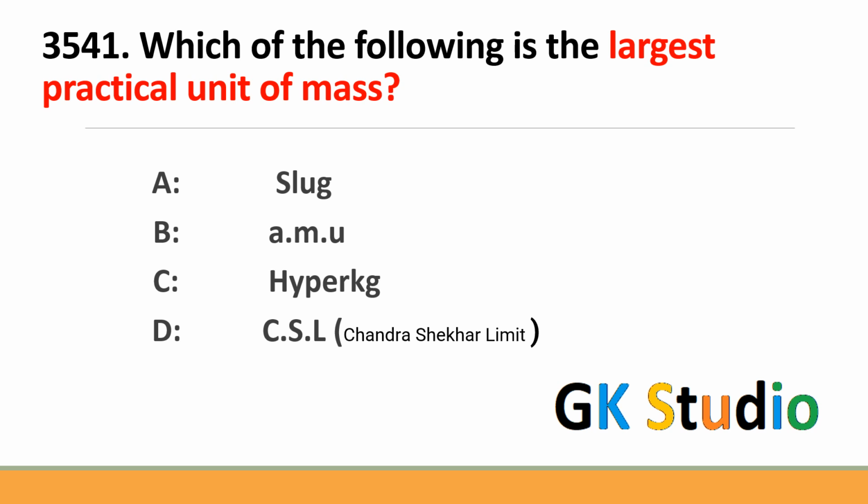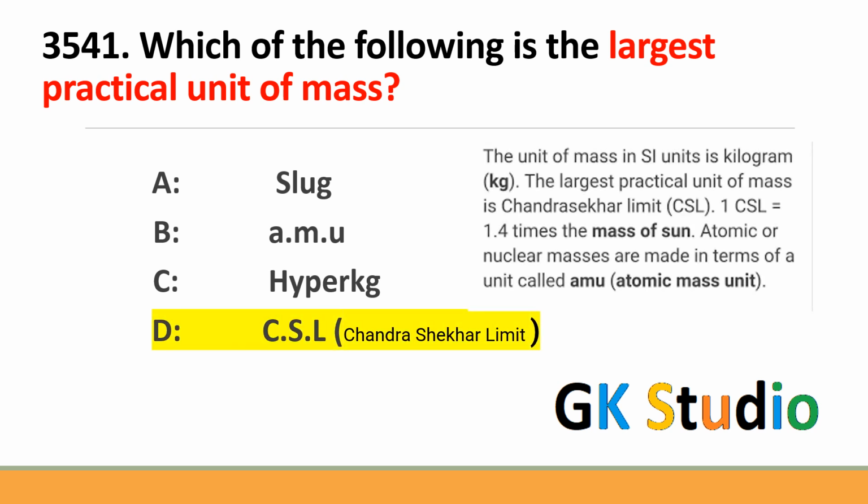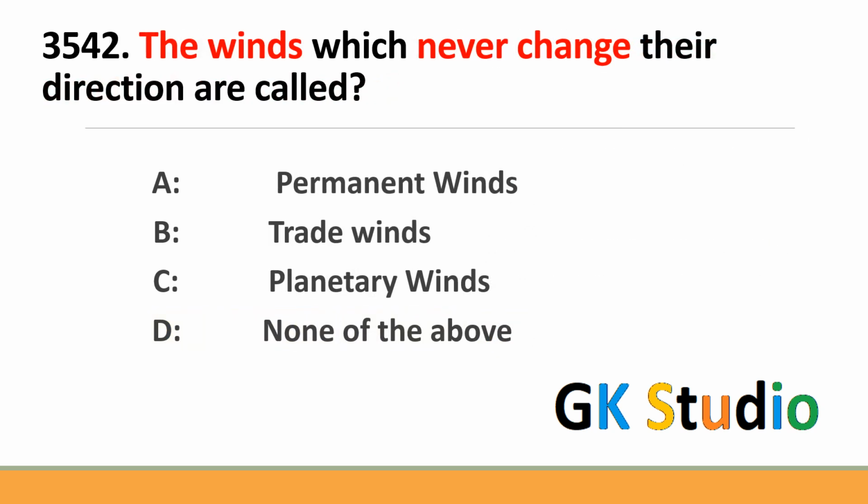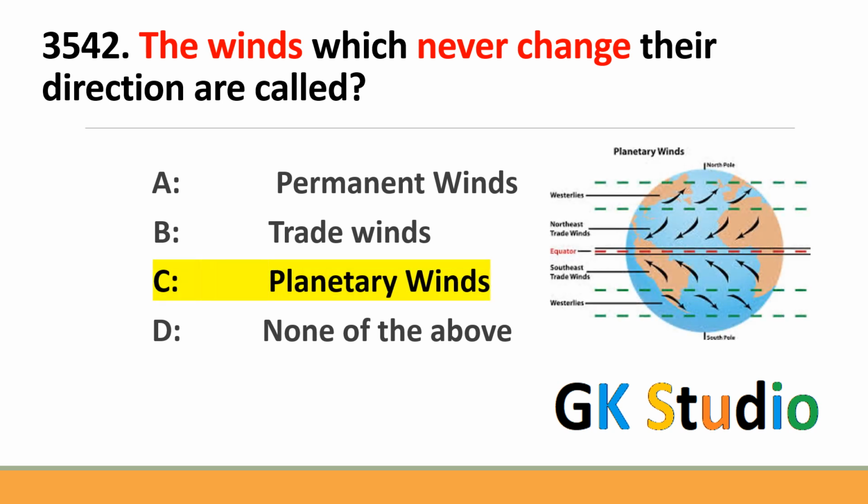Which of the following is the largest practical unit of mass? CSL is equal to 1.4 times the mass of the Sun. The winds which never change their direction are called planetary winds, or winds that never change their direction.